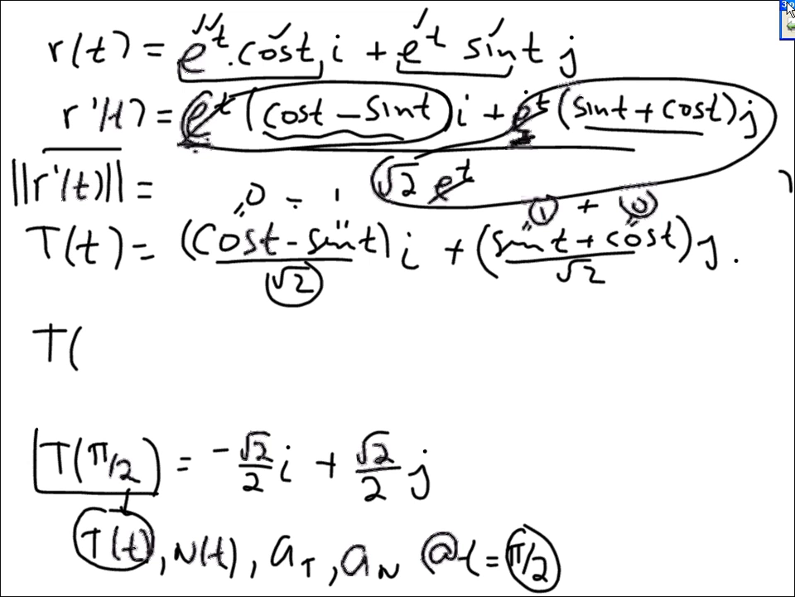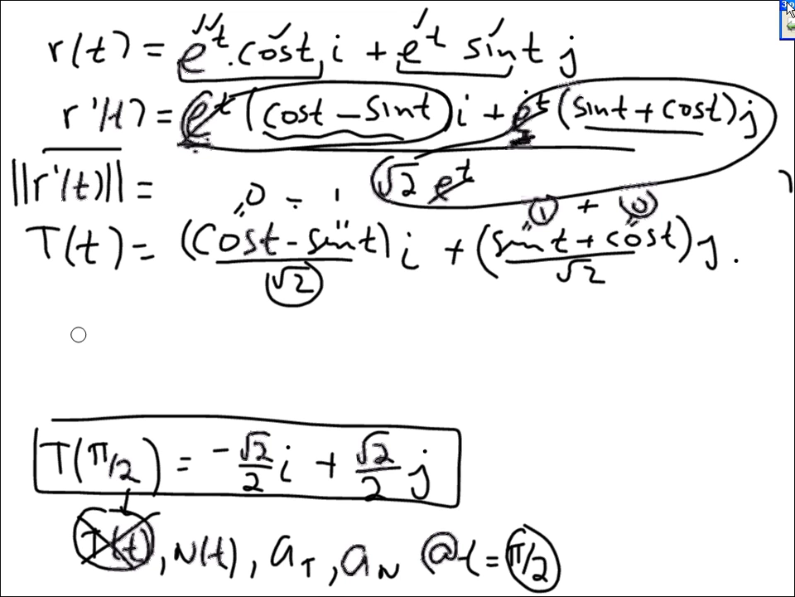So we have T of pi over 2, which is good. That is, this one is done. Now we want to find a of pi over 2 as well. Let's find a of t, then we'll plug in pi over 2.